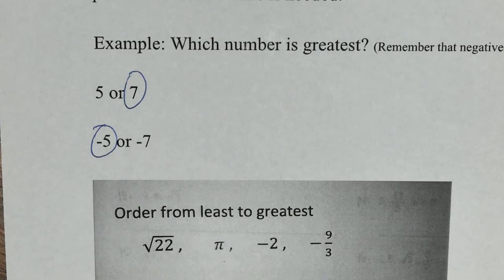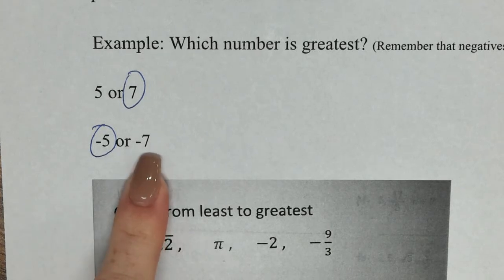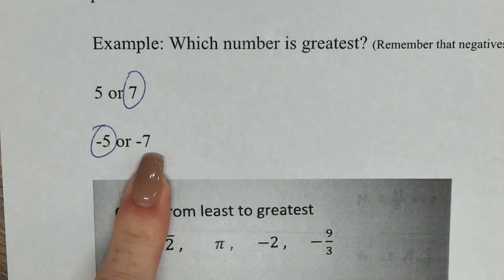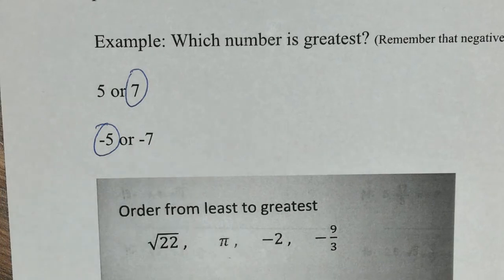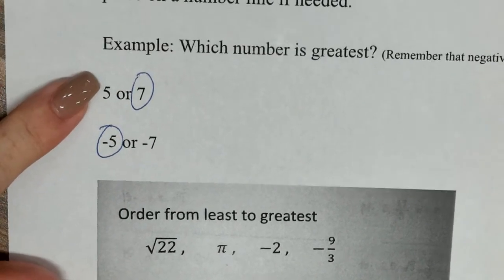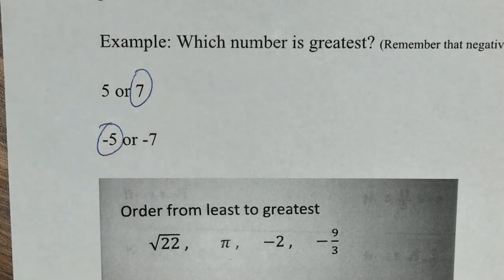Yes? So if I owe $7, I owe more money. That means I have less. So negatives are kind of totally opposite of positives. Notice with 5 and 7, when they were positives, 7 had the greater value. But with negatives, 5 had the greater value.